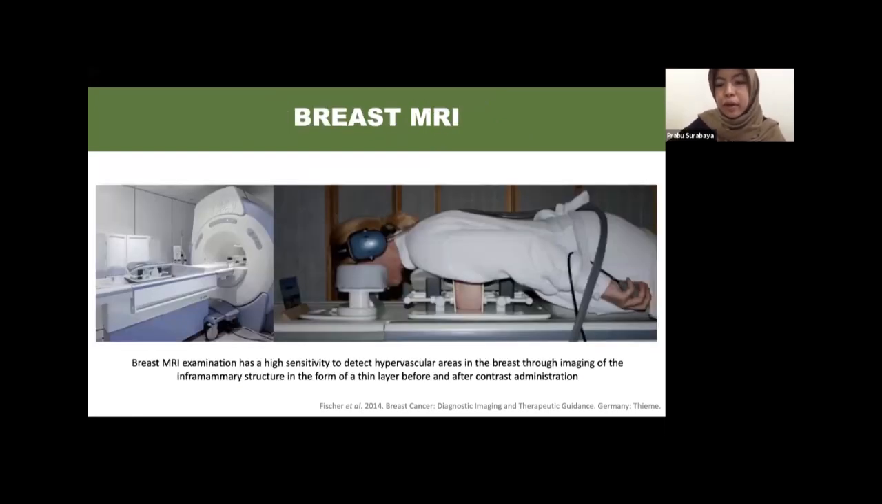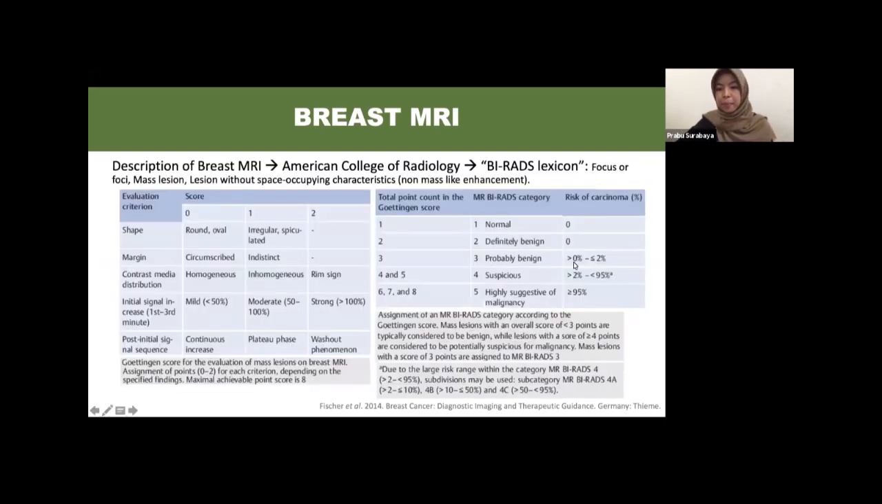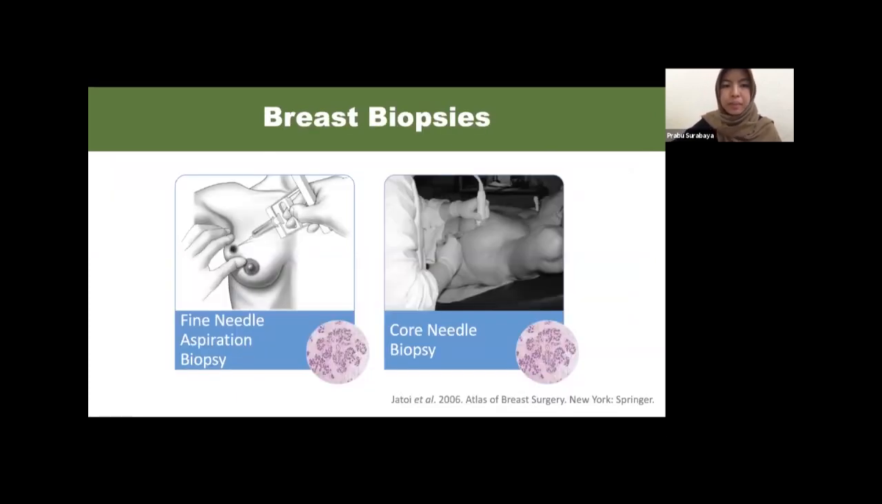In an effort to overcome the limitations of mammography and ultrasound of the breast, MRI has been explored as a modality for detecting breast cancer in women at high risk and in younger women. Breast MRI has high sensitivity to detect hypervascular areas in the breast, imaging the inframammary structure in the form of a thin layer before and after contrast administration. On MRI, there are mass lesions or densities, calcification, and architectural distortion.